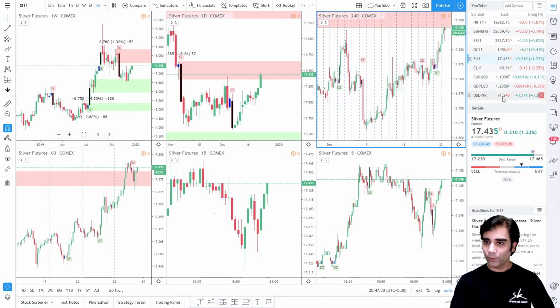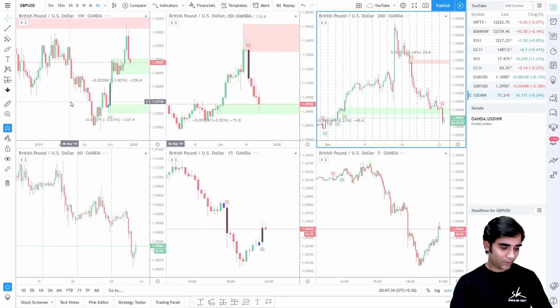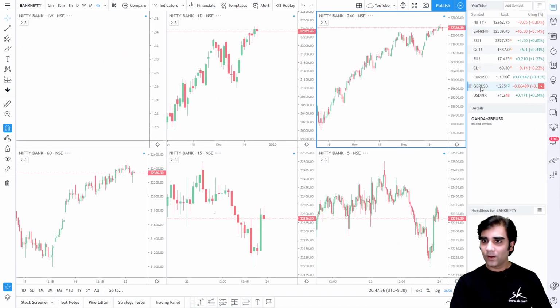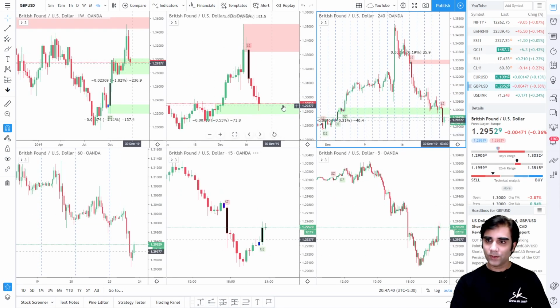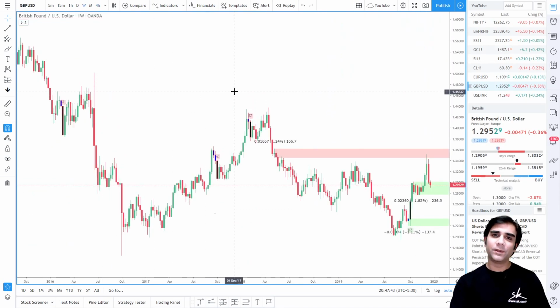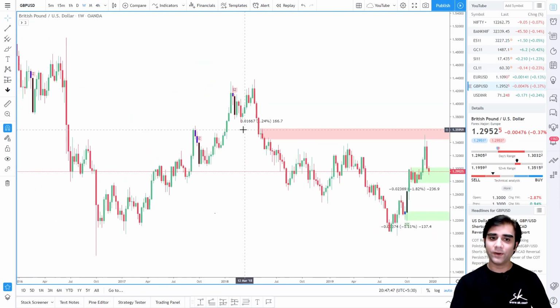Let me show you a few more examples. Let's go to GBP USD on the weekly chart. So can you see this is applicable on any time frame, right? It's not that it is only applicable to the 60 minutes or the 4 hours or the daily. So I'm just showing you different examples from different scripts.